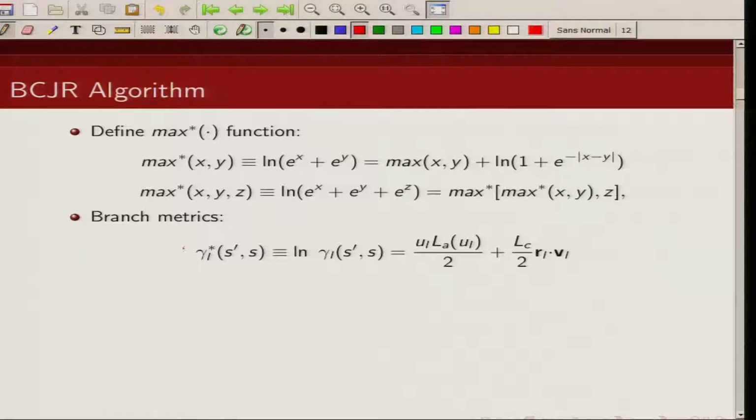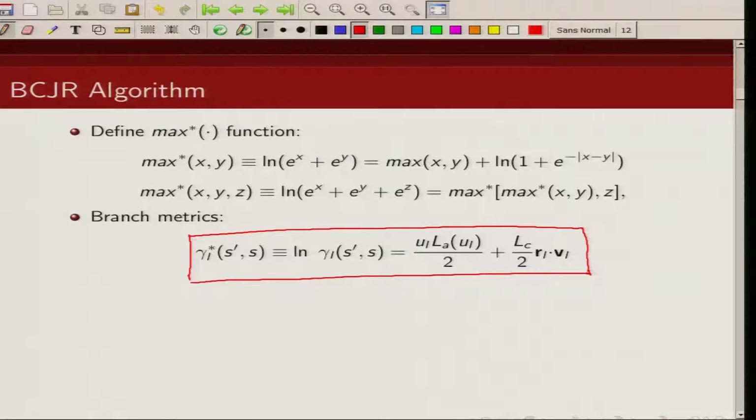Now, this branch metric, which we have derived in one of the lectures, is given by this expression. This is the a priori information of the information bit, this depends on the channel SNR, this is the received sequence, and this is the transmitted code word. So this you are already familiar with, because we have derived this expression before.